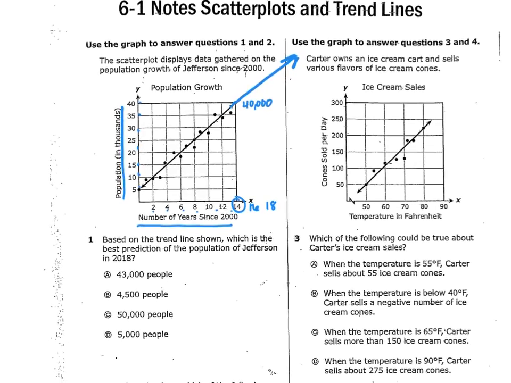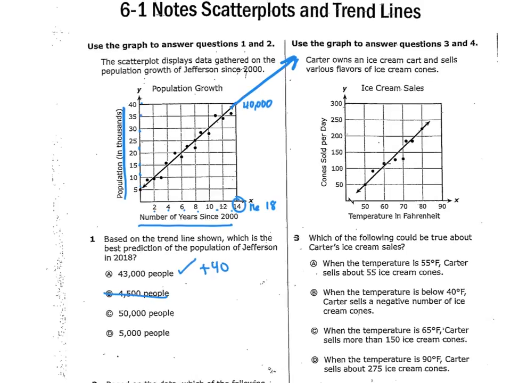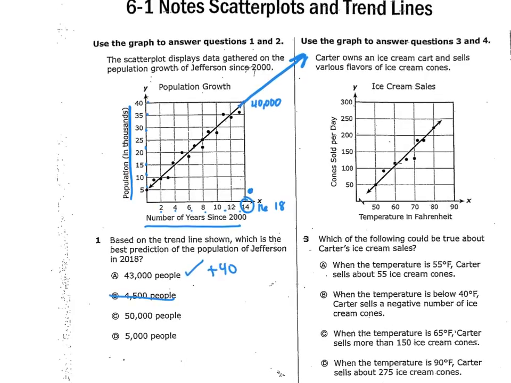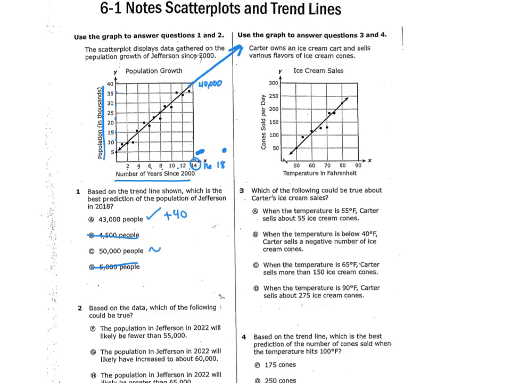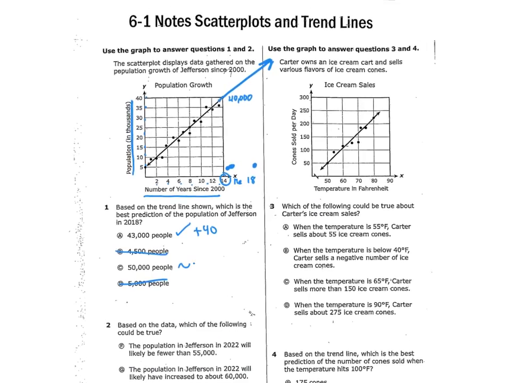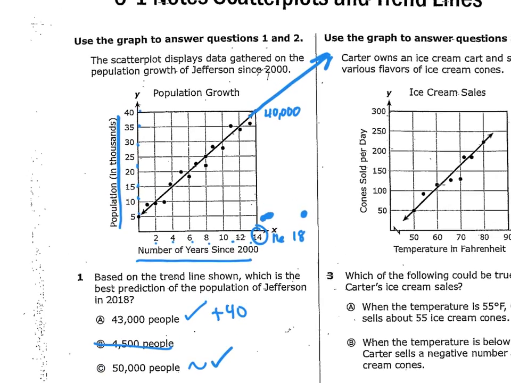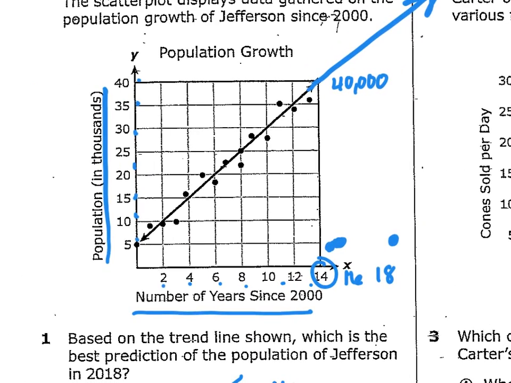So my answer choice is the first one, 43,000, possibly because it would have to be more than 40. 4,500, no, because that would be way down here. 50,000, that might be too high, or 5,000. 5,000 is going to be way too low. 5,000 would be, again, like right here. So either 43,000 people or 50,000 people. So we need to look at our other options.